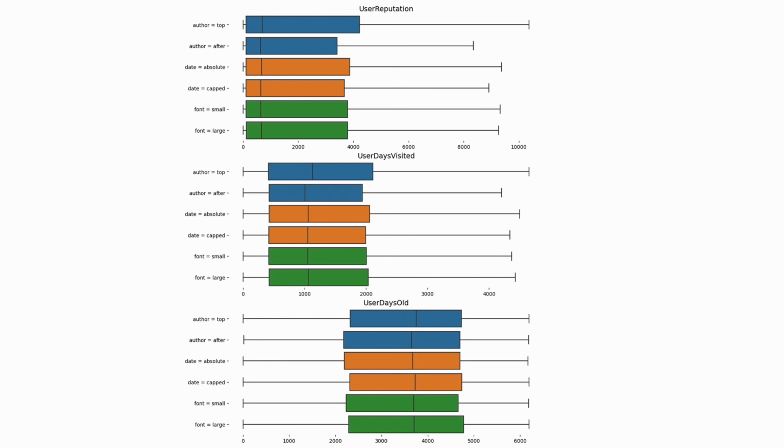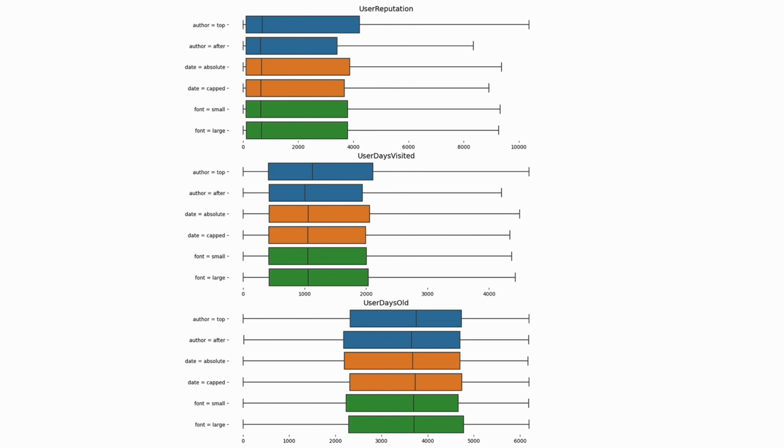To dig further into that, these are box plots, and we looked at the user's reputation, how often the user visits the website, and how old that user's account is. And I did each of the variables across them, and this is only counting those who converted. So those who left comments is that top graph. And if it was affecting populations differently, you'd expect to see some large differences, especially over here. But it certainly looks to me like the font and the date being capped seems to have basically no impact on how old your user account is or how much you use the site.